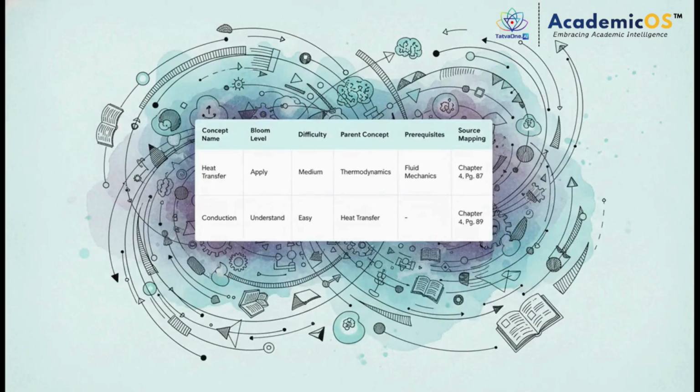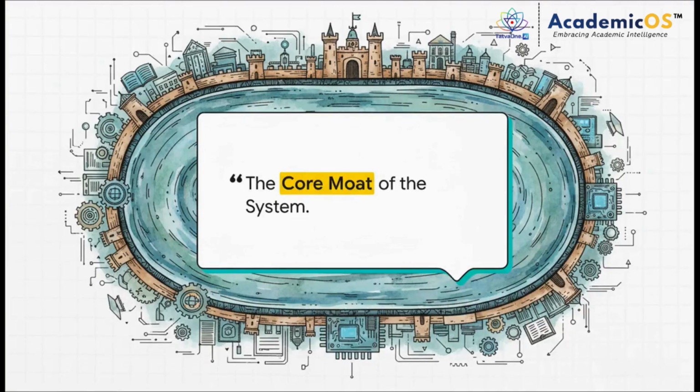Now check this out. This is where you see just how deep this structure goes. Every single concept, like say heat transfer, is tagged with the cognitive scale a student needs. That's what Bloom's taxonomy is, a framework for that. It's also tagged with its difficulty level, its relationship to bigger ideas like thermodynamics, and it's even mapped to the exact page number in a textbook. This level of detail, wow, it creates an unbelievably strong foundation. And that's exactly why this CKB is called the core node. It's not just another feature you can add on, it's the central defensible architecture that makes everything else in the system not just possible, but incredibly powerful.